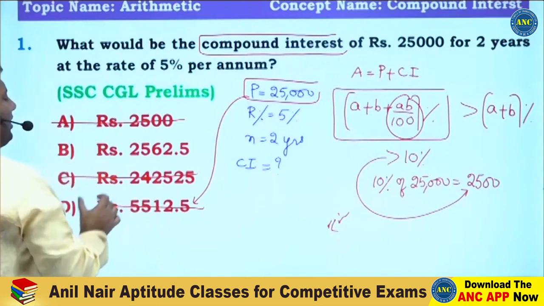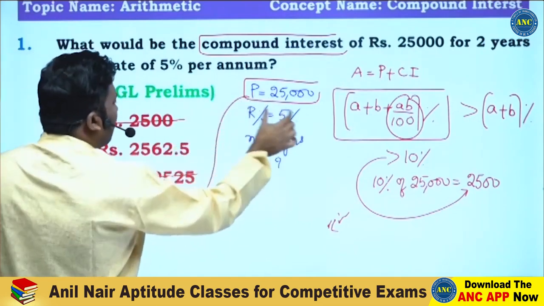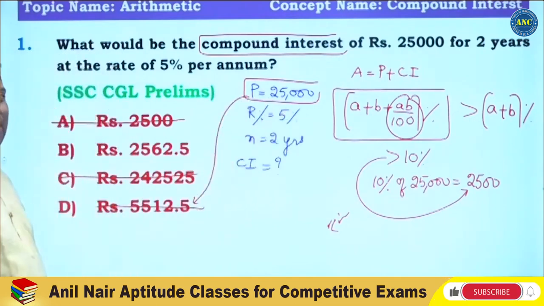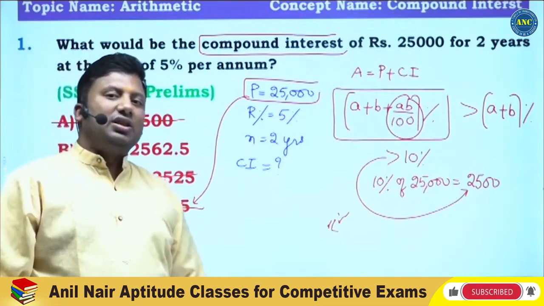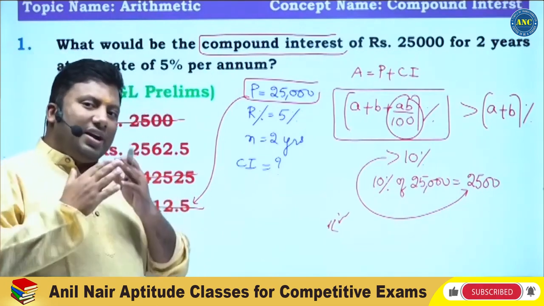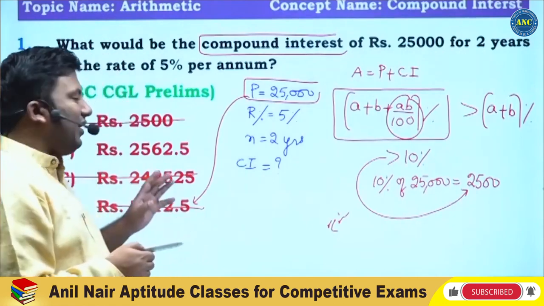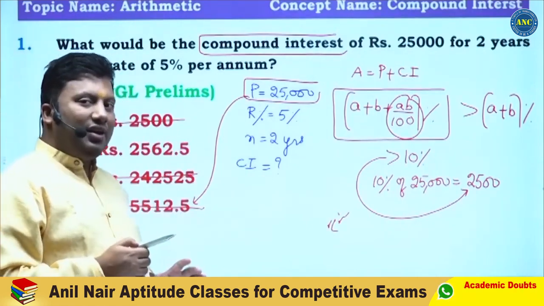5,512. It is eliminated. Why? Because the answer should be just greater than 10%. 10% of 25,000 is 2,500. Answer will be just greater than 2,500. I hope the idea is very clear.